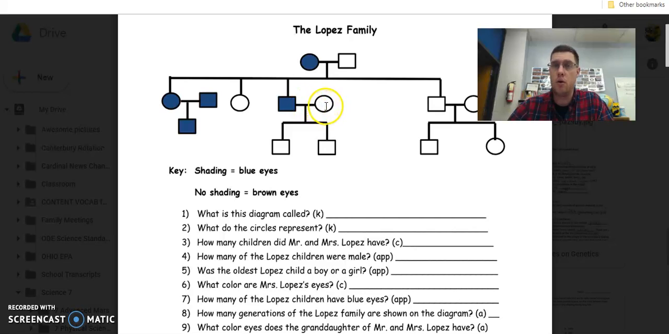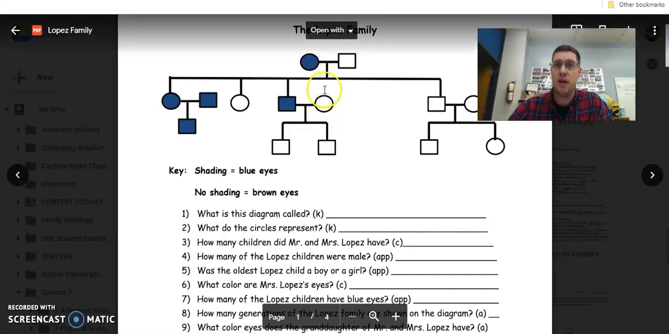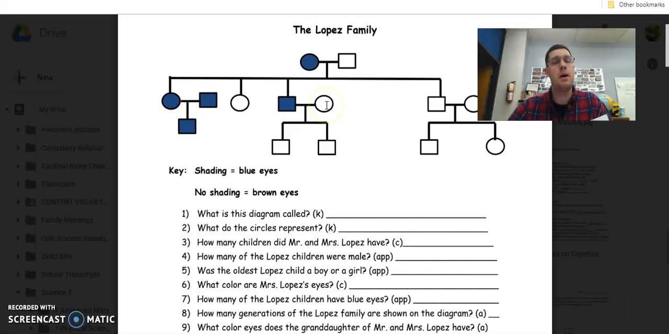Now, we don't know the wife of this son. We don't know her because she's not connected to this family, right? She is married into the family. So there's not a whole lot we can go on here. But if we look at their children, the children are either homozygous dominant or heterozygous. We know that because they're not shaded in. Okay, so how are we going to figure this out if we only know one of the parents?